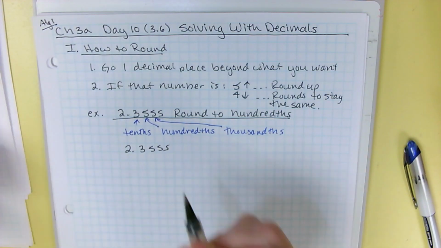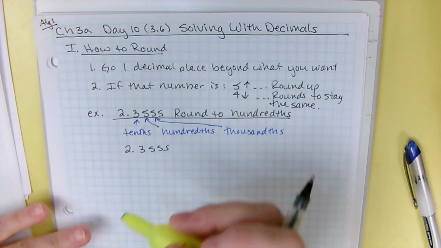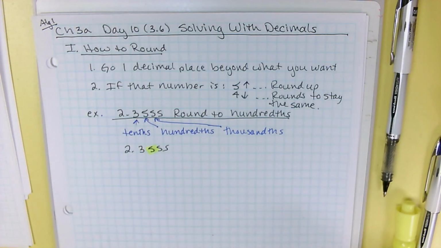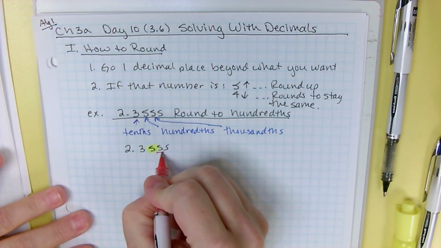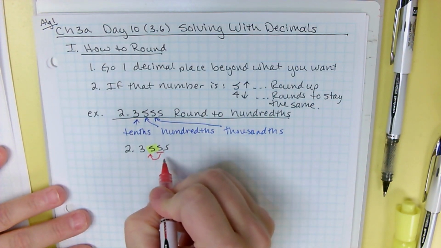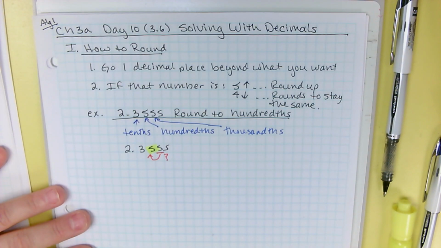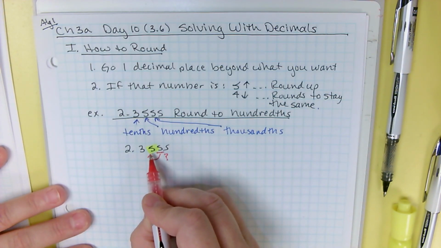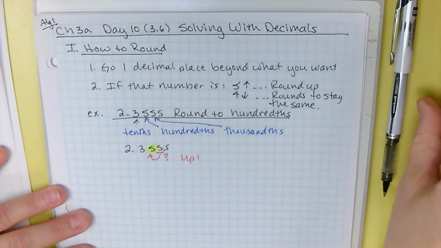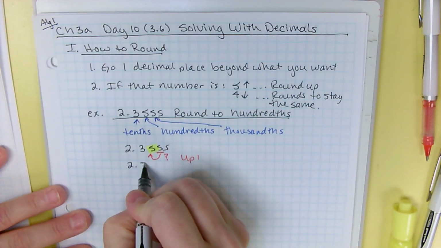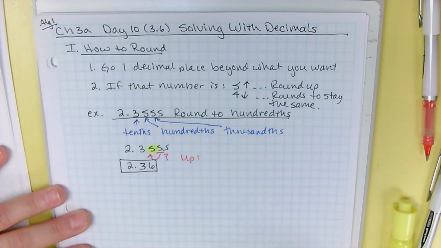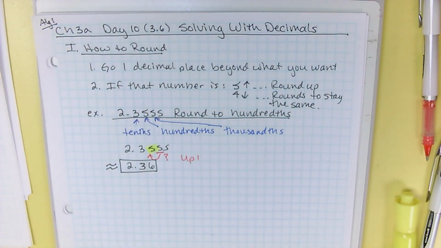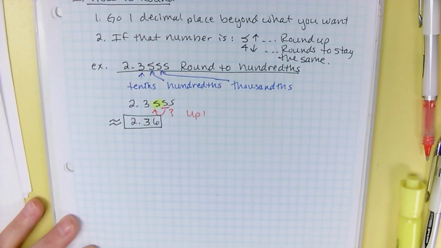So 2.3555. So first thing you want to do is identify where hundredths are. Hundredths are here. So in the end, that will be the last decimal place that you go to. So we move 1 to the right, which is here. And we use that one to decide what to do with the digit in the hundredths place. Now, since this number is 5 or higher, we're going to round the hundredths place up 1. So that will give us 2.36. That will be our rounded number. By the way, when you round, your equal signs can turn wavy at the end, which tells the reader, hey, I actually rounded that number.